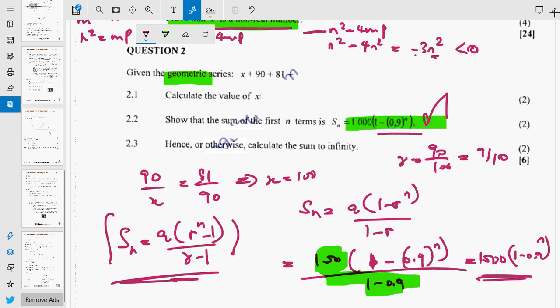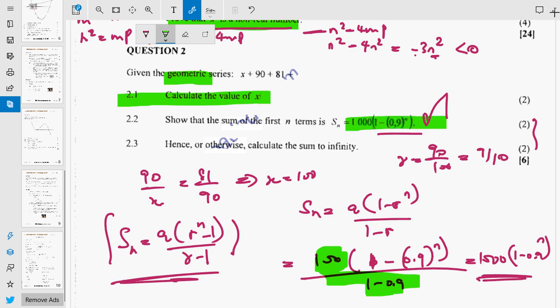Now for some reason, let's say you were having a bad day and you were not able to find this value of x. Please do not give up. In this case, if you couldn't find the value of x, assume any value of x and continue with the question rather than giving up these 4 marks. So please do not give up.